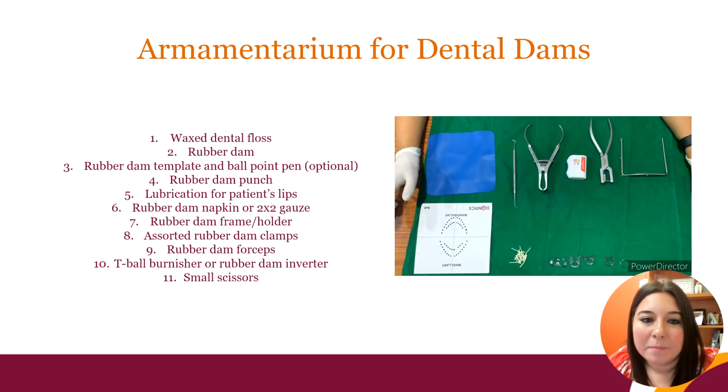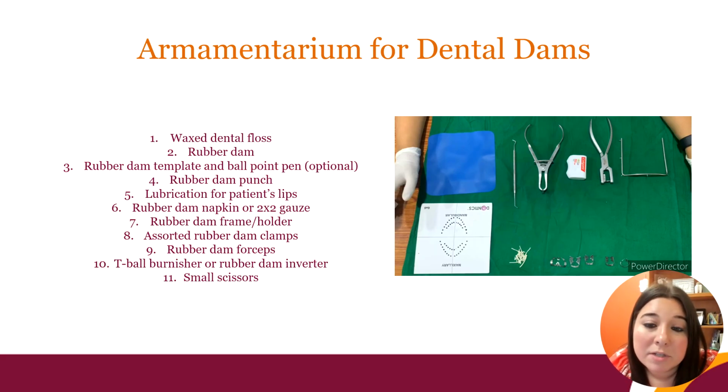Armamentarium for dental dams. So what all do we need? We need some waxed dental floss. We're going to use this as a ligature to tie to the clamps to prevent the patient from accidentally swallowing them. We need the rubber dam itself. We need a rubber dam template and ballpoint pen. This is optional, but it'll be helpful to determine exactly where we need to make a hole for the teeth we're working on. A rubber dam punch to punch that hole.